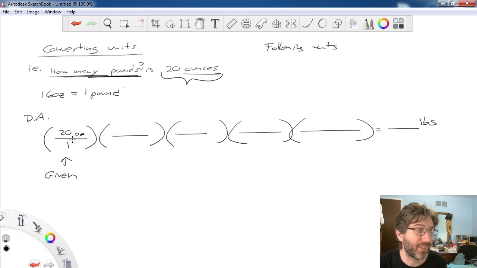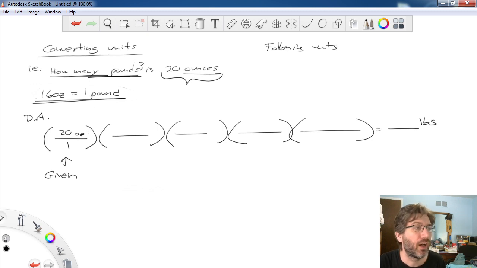So I'm going to convert ounces to pounds. In order to do that, I need ounces to go away, and I need pounds to come in. So I need a ratio that relates ounces to pounds, and I have one right here. This is my conversion ratio. I'm going to use this ratio right here. And again, if you don't know those ratios, you kind of look them up.